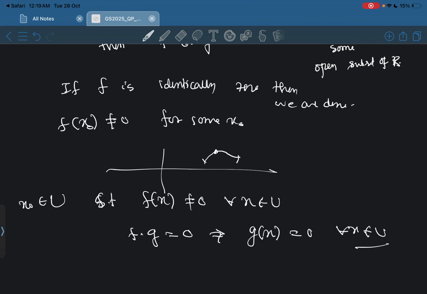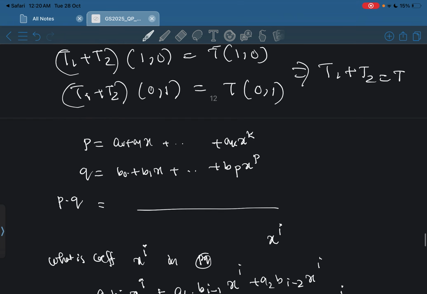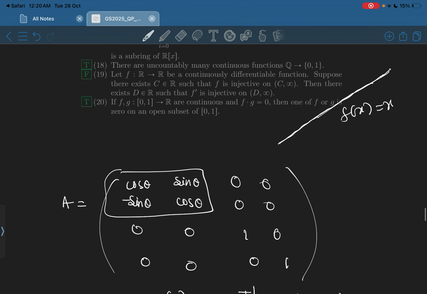Because if you choose some point where f is non-zero, you can always find a small enough open interval containing x naught such that f doesn't vanish on this. So that means g has to vanish, right? Because f dot g must be equal to 0 by our hypothesis. So that's why it is done. That's why g must be 0 on some open set. Okay, so question number 20 is also fine.